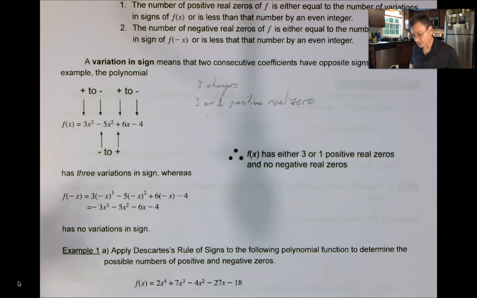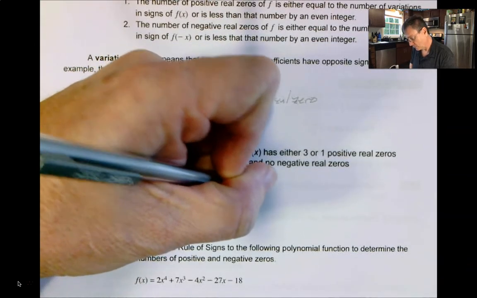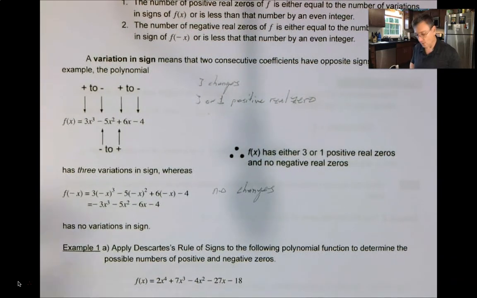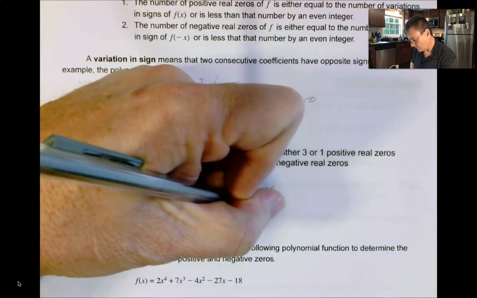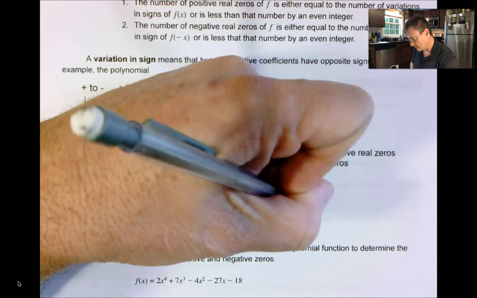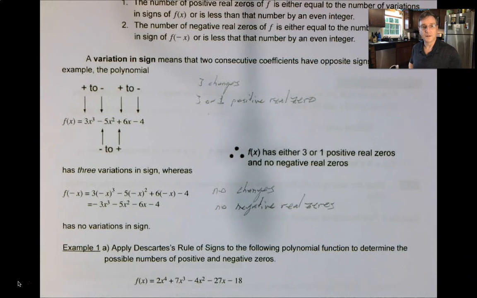So if there's no changes, that means that there are no negative real zeros. Now how does that help us? When we go to make our list of possible real zeros using the p's and q's that you learned in Algebra 2, Trig and Pre-Calculus, that we're going to revisit again here in this unit, we would be able to eliminate all the possible negative real zeros. We wouldn't even look at them because there aren't any negative real zeros.